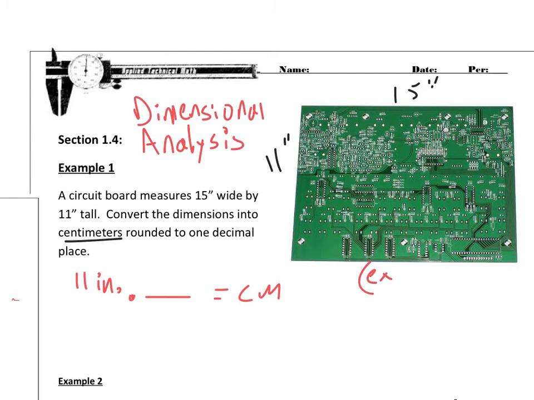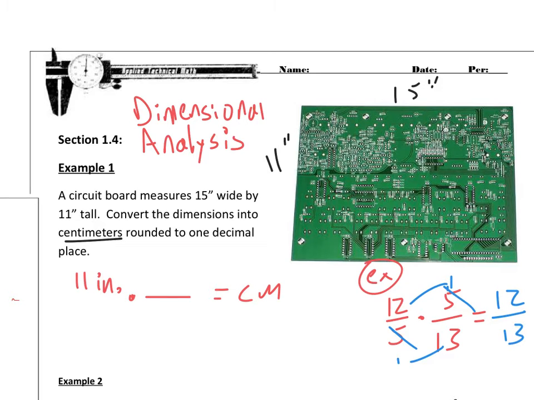So a little side example: if we have 12 fifths times 5 over 13, whenever we have a 5 on top and a 5 on bottom, or any of the same number, these numbers cancel. They just make 1, and we multiply straight across. 12 times 1 is 12, 1 times 13 is 13. So these canceled out. We call that cross-canceling. Whenever we have the same thing on top and the same thing on bottom, they cancel. Well, watch what happens when we do these units.